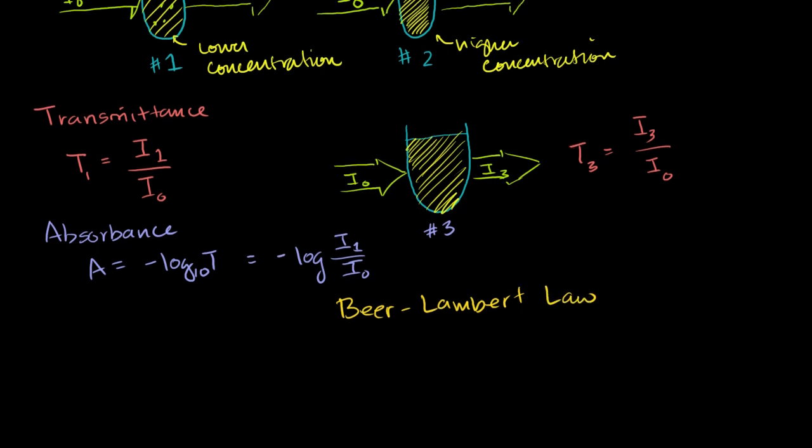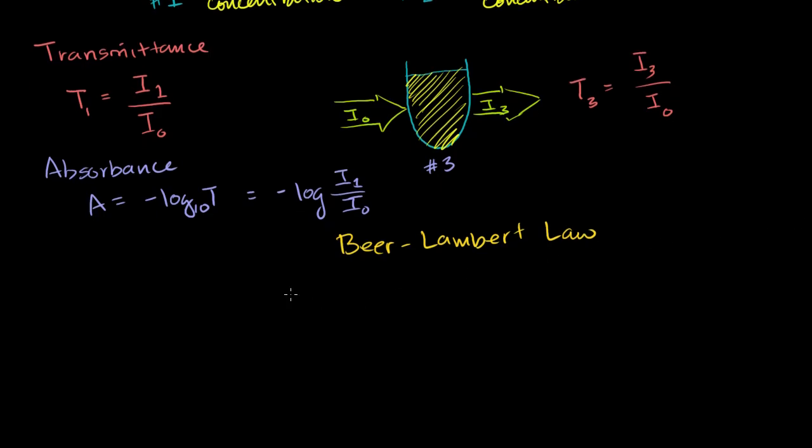The Beer-Lambert law tells us that the absorbance is proportional to the path length. So this would be how far the light has to go through the solution. So it's proportional to the path length times the concentration. Usually we use molarity for the concentration.